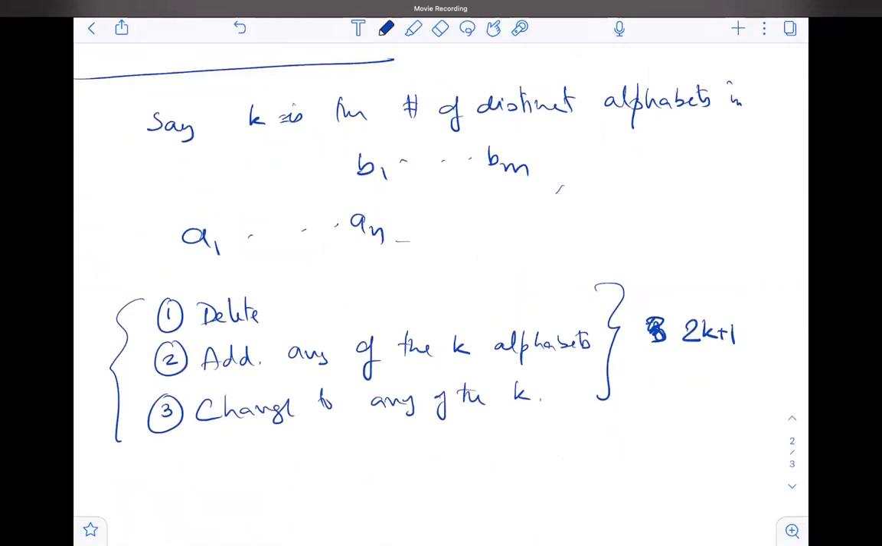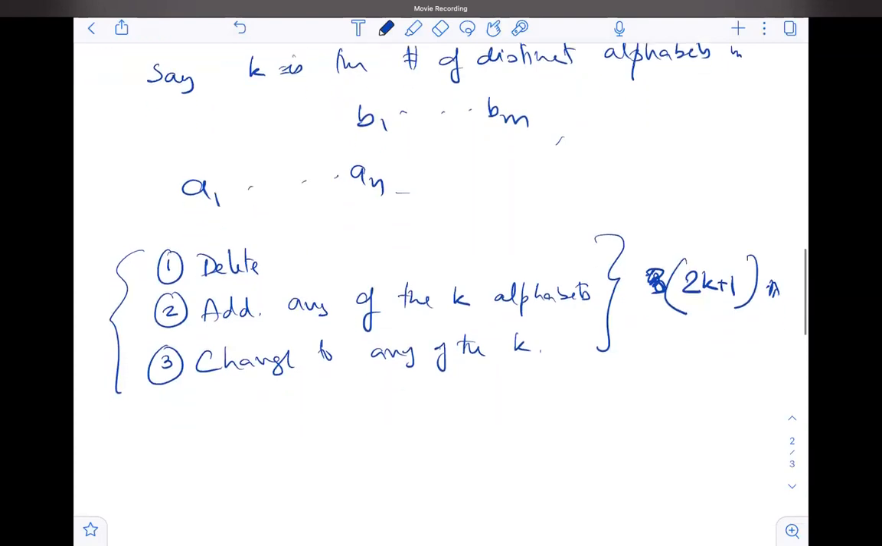Deletion is at any of the places present. Addition is also at any of the places. And a change is also at any of the places. So in some sense, you can say this will be times m, or times n. At most, we can almost say that we are never crossing m. So we consider all the possible changes that could have happened.